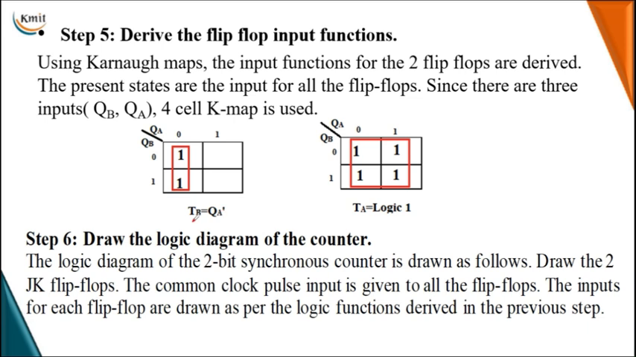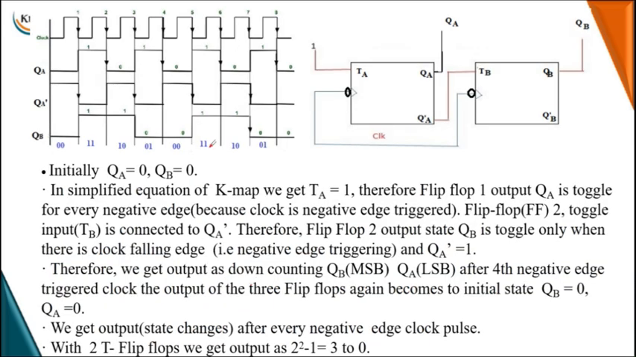Upon obtaining the minimal expressions of each excitation input, you take two toggle flip-flops, which are operated with a common clock signal. TA is connected to logical 1 and TB is connected to QA bar of the first flip-flop. A is the least significant bit and B is the most significant bit. You can thus obtain your design of the down counter.